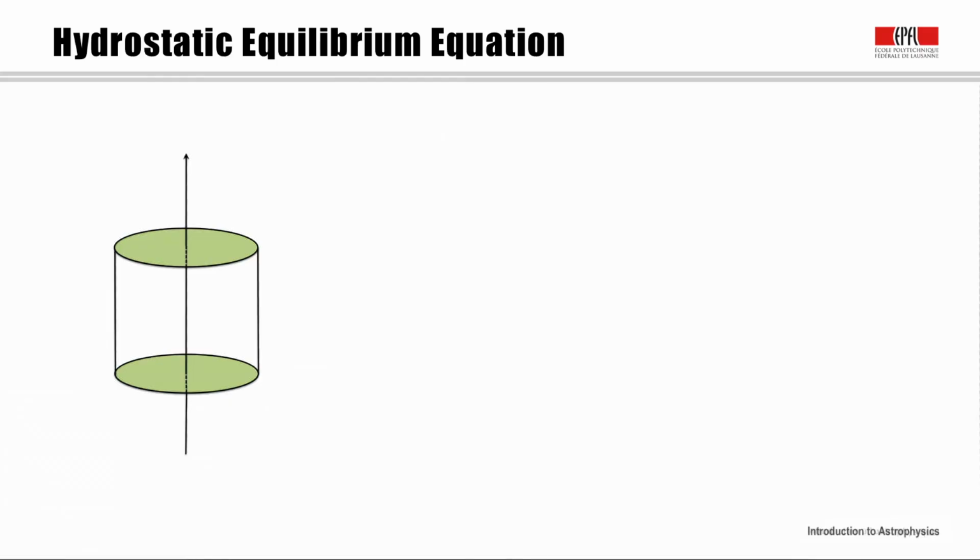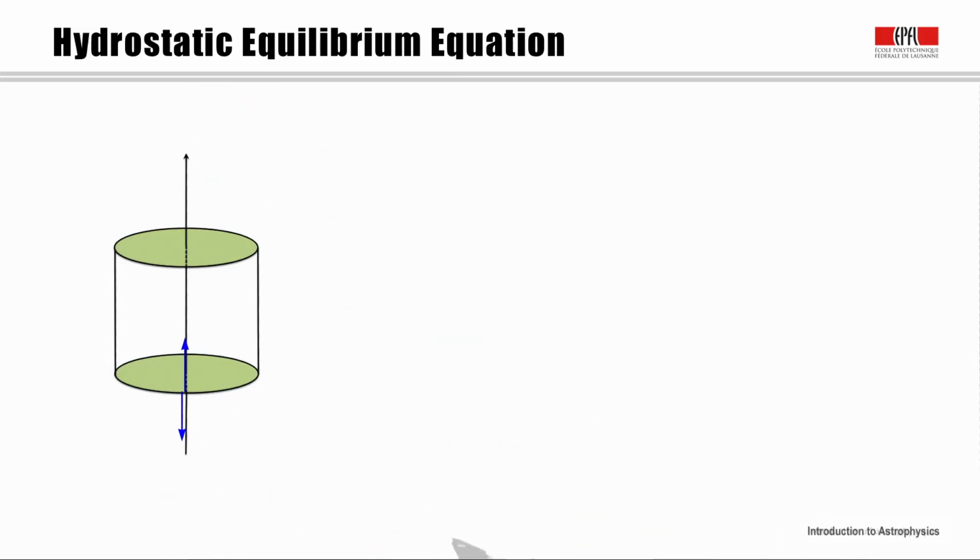Among the tools we have access to characterize planetary atmospheres is the hydrostatic equilibrium equation. As the name suggests, it expresses an equilibrium between the gas pressure acting in this direction and the gravitational force acting in the opposite direction. We represent these two forces acting on a volume element, and we will see how to use this equation.